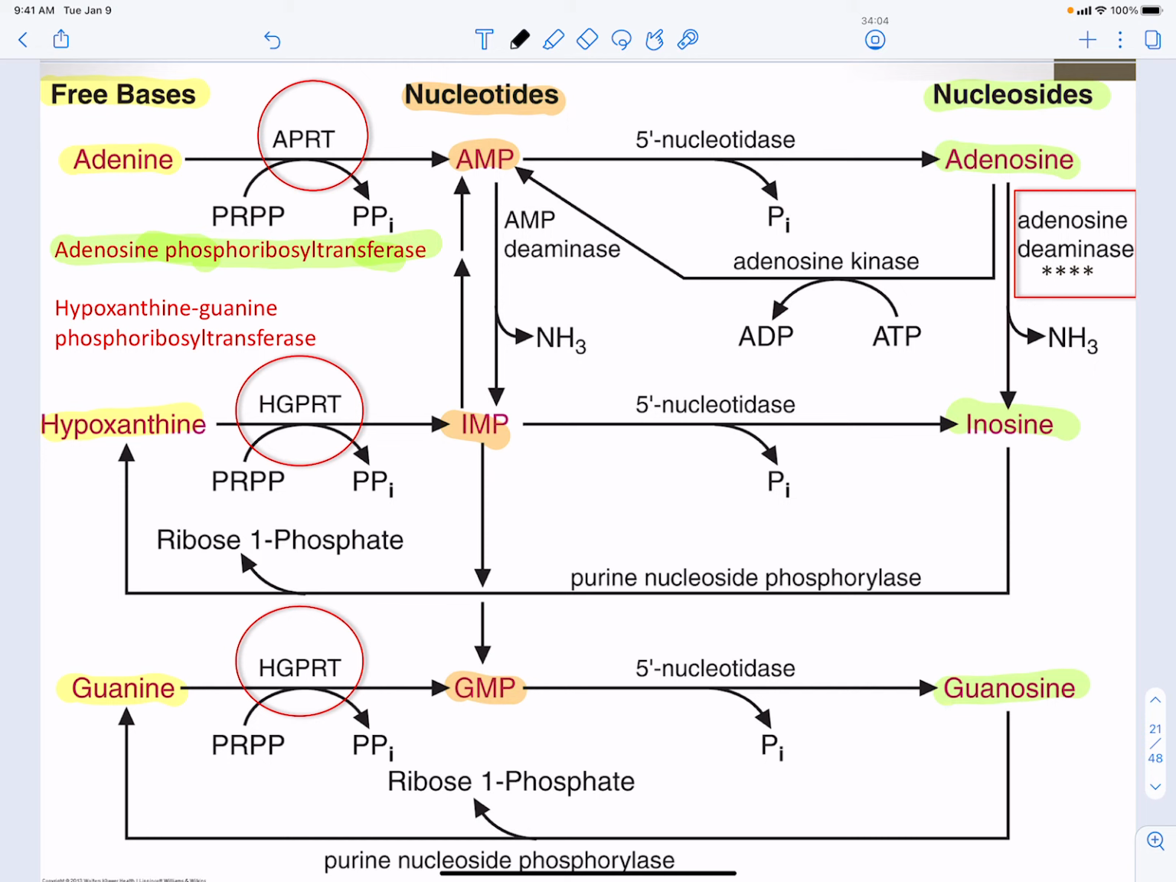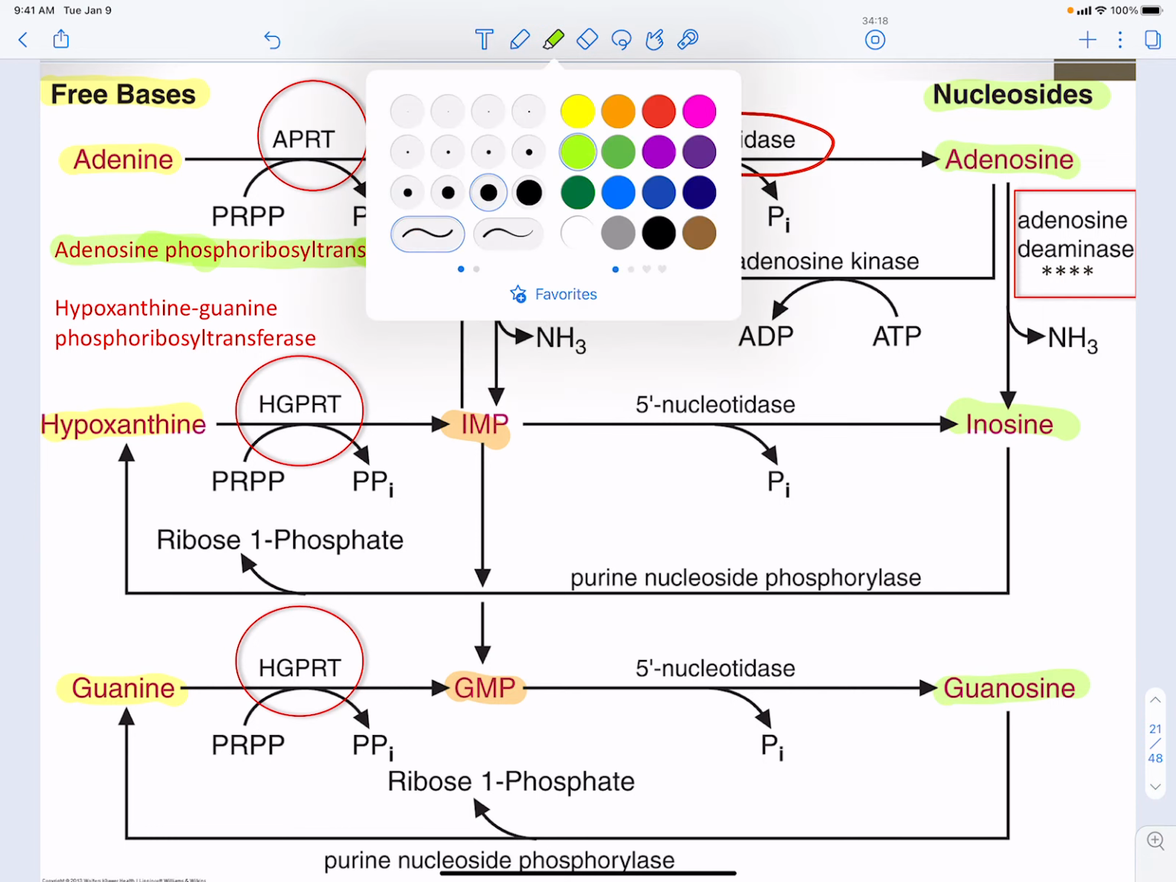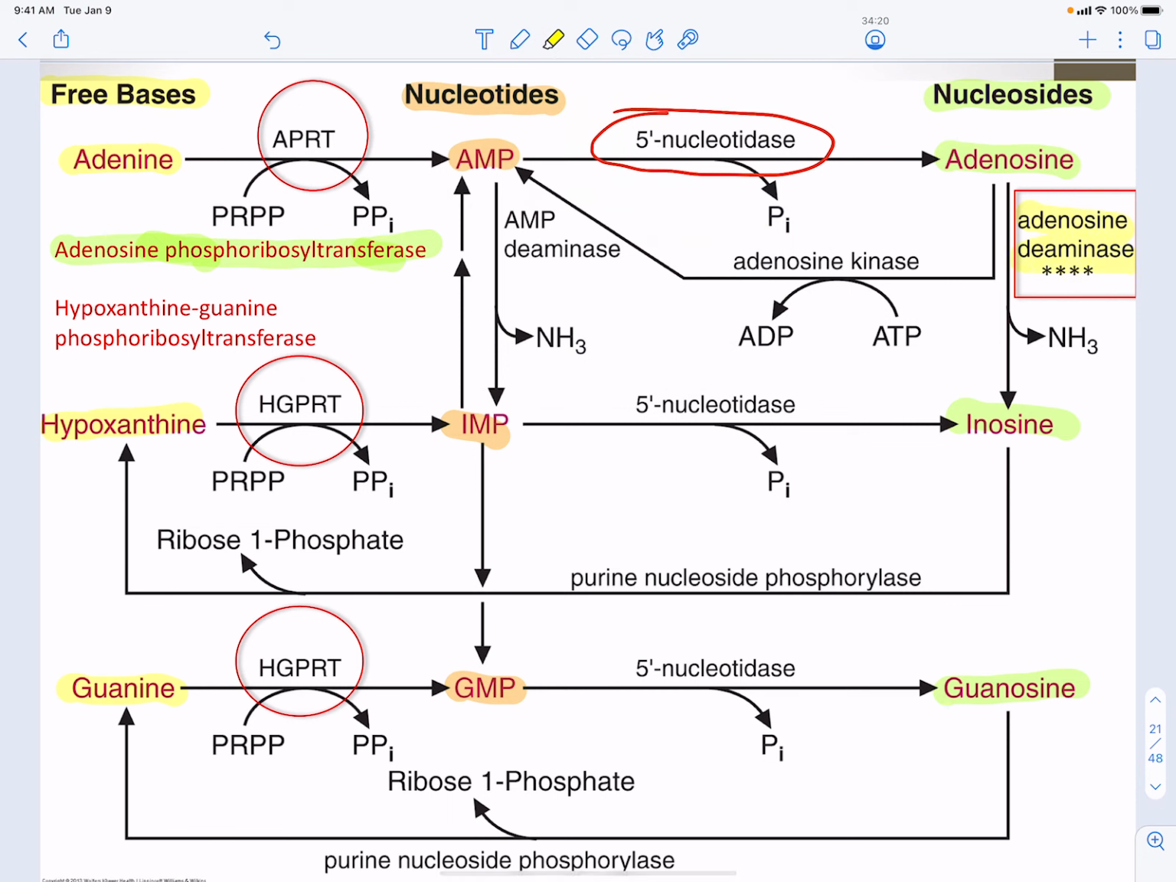You can go to adenosine, and then adenosine through another important enzyme, adenosine deaminase. Oops, wrong, sorry. Adenosine deaminase can reconvert AMP through adenosine. It reconverts adenosine to inosine.